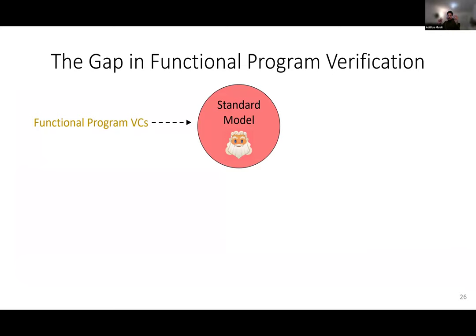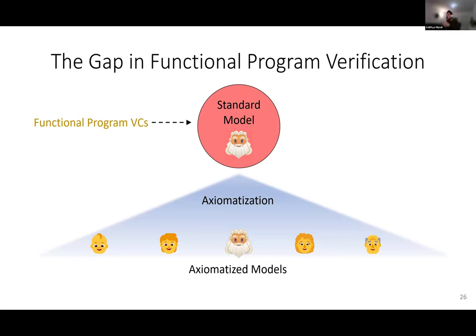But here, the gap in proving power is actually a little different from what we saw in the imperative world, right? There, the gap was between least fixed point and fixed point. But that's not quite the case here, right? Here, the gap is between your intended model of algebraic data types, integers, sets, whatnot, and the fact that you're doing a first-order axiomatization of them.